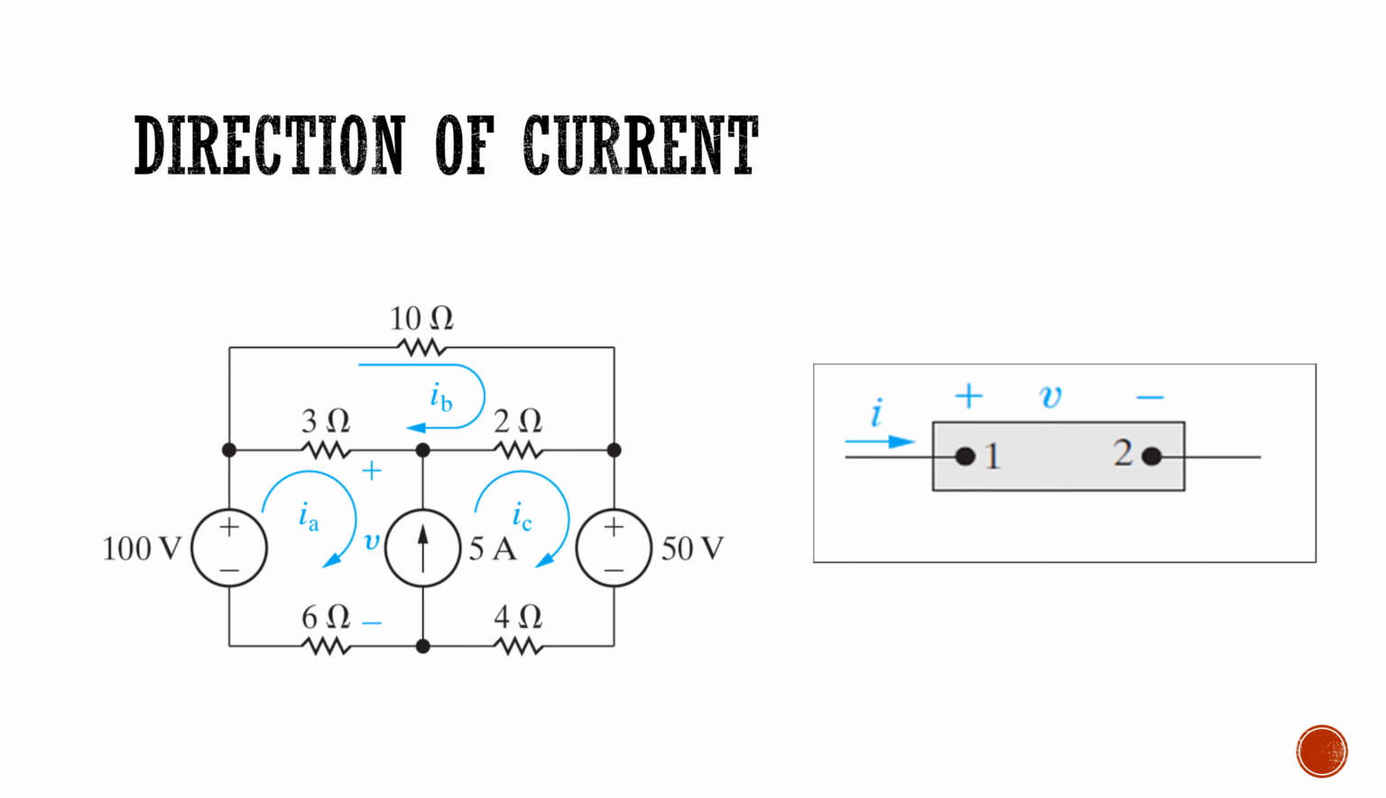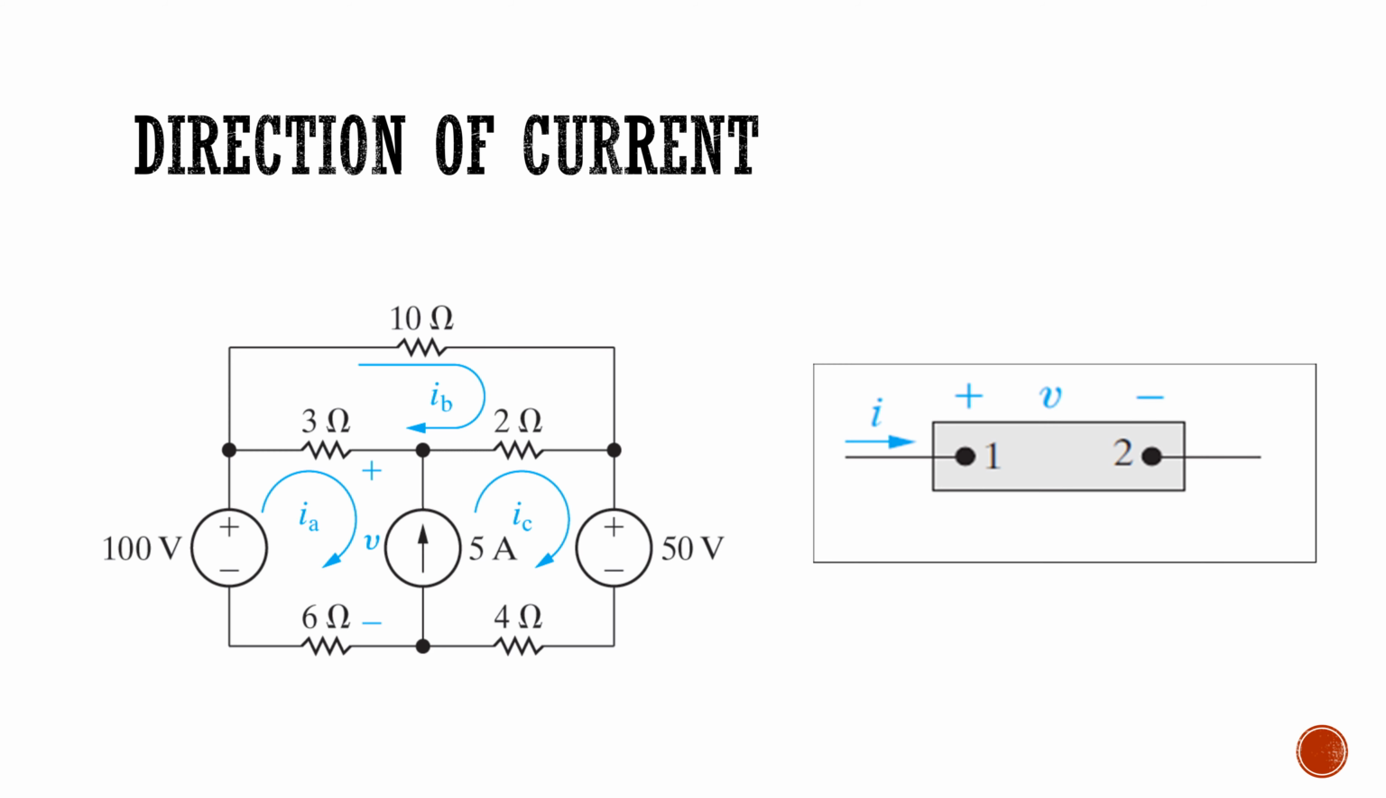Let's look at how to determine the direction of current. We use an arrow to indicate the reference direction of current flow. Assigning the reference direction for current is entirely arbitrary. For instance, current can flow from left to right or right to left. However, once you have assigned the references, you must write all subsequent equations to agree with the chosen references.